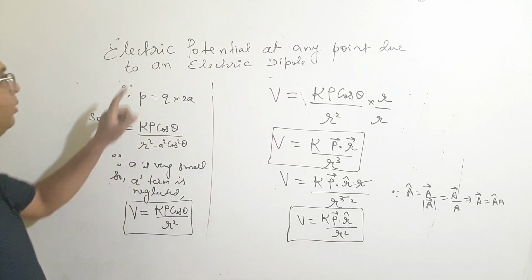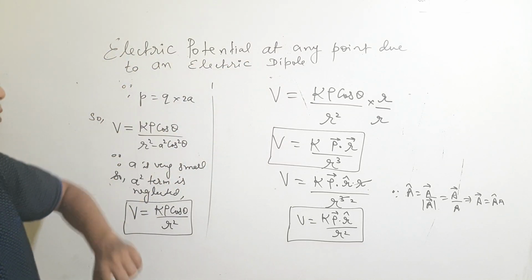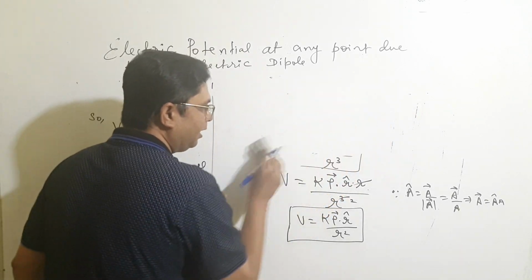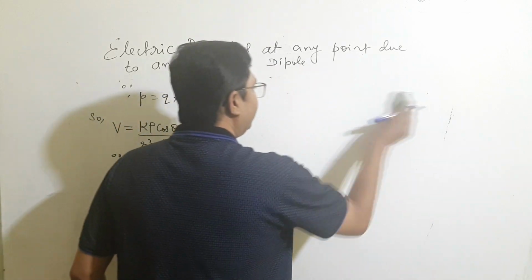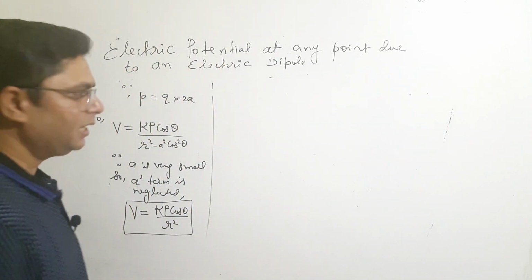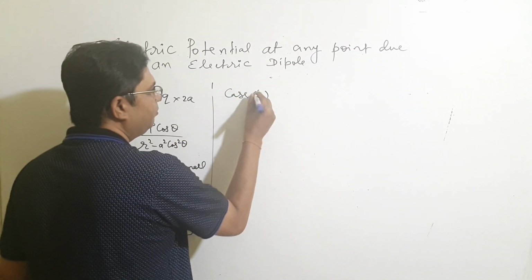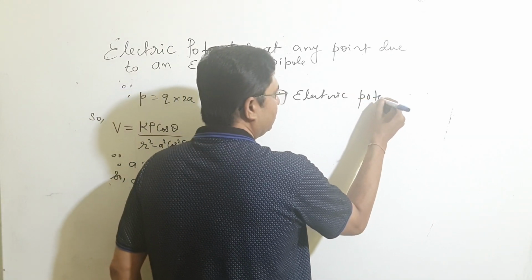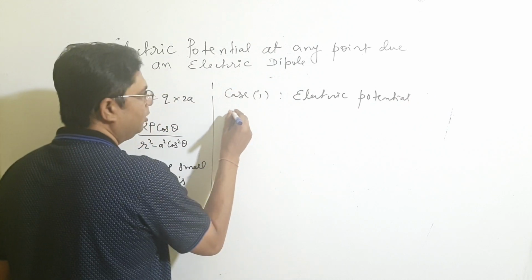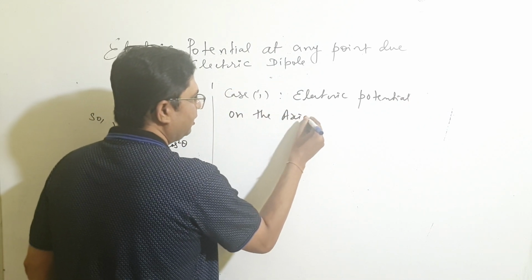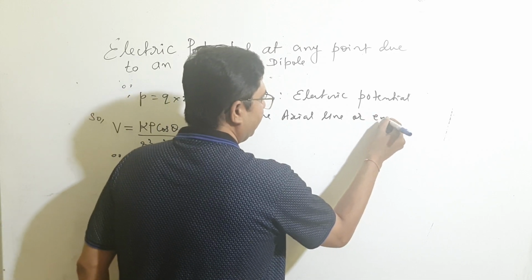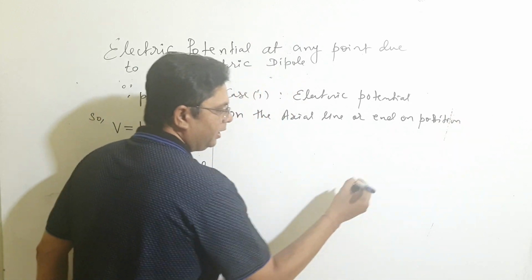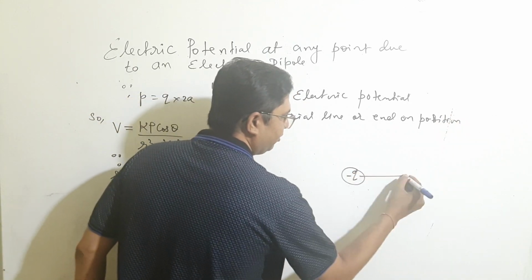Thus you have seen the expression for electric potential at any point due to an electric dipole in scalar form and in vector form. Now there are two cases. Case 1: electric potential on the axial line or end on position. Here you have the minus q charge, here you have plus q charge.